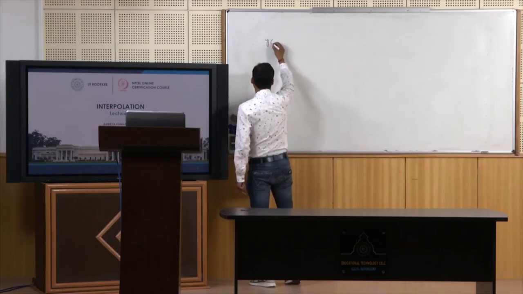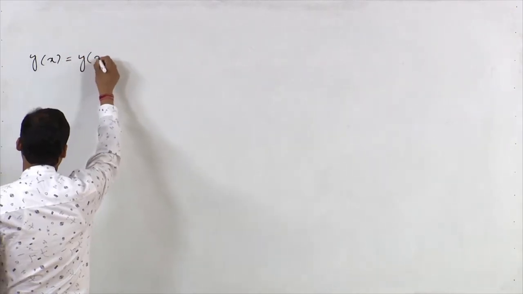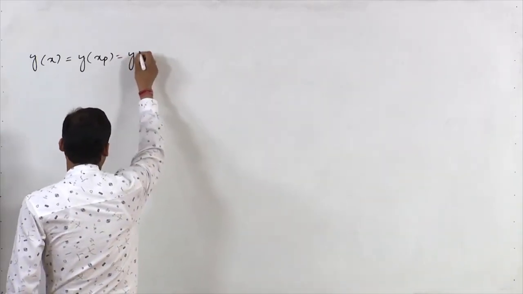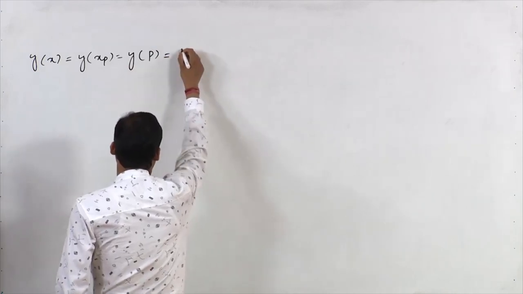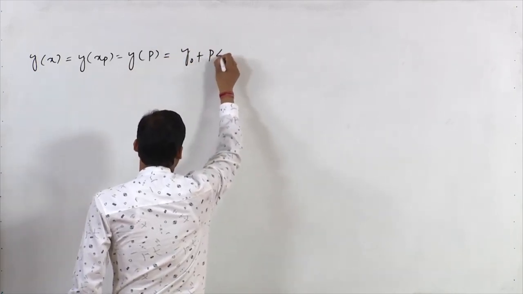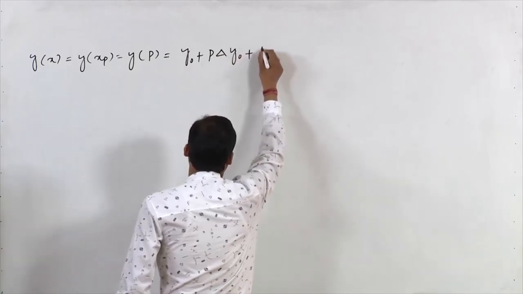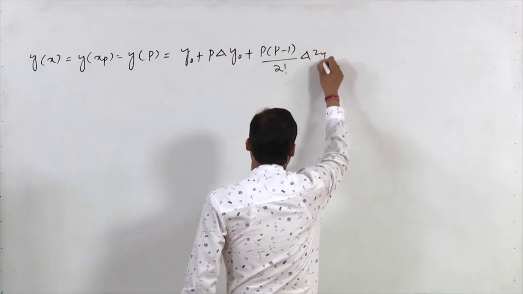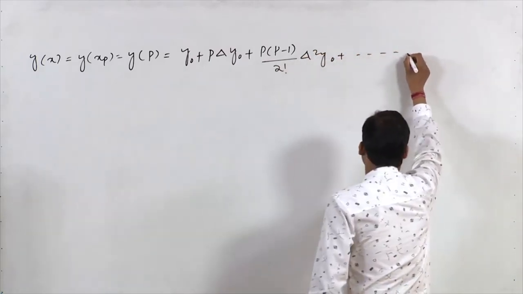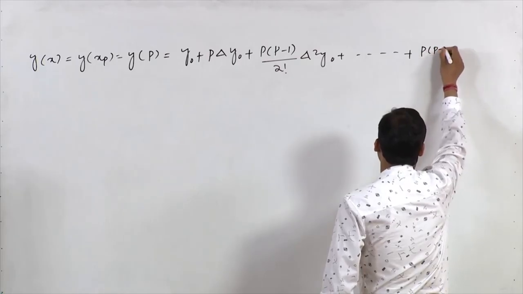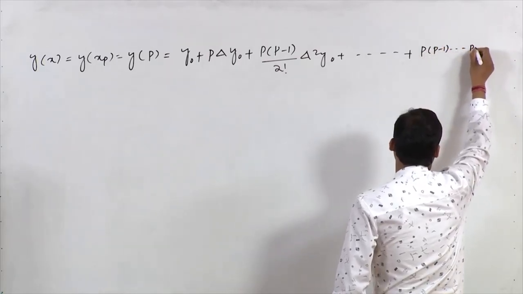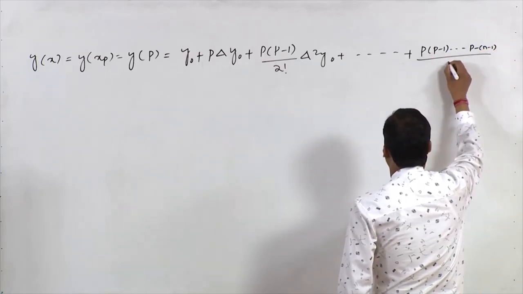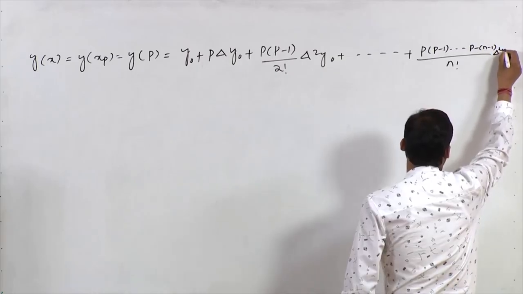How we represent Newton's forward difference formula is that first we can write it as y of x, or y of xp for a particular point usually, or yp as a function of p. We can write this as y0 plus p delta of y0 plus p into p minus 1 by factorial 2 del square of y0 plus up to the term p into p minus 1 up to p minus n minus 1 whole divided by n factorial del to the power n of y0.